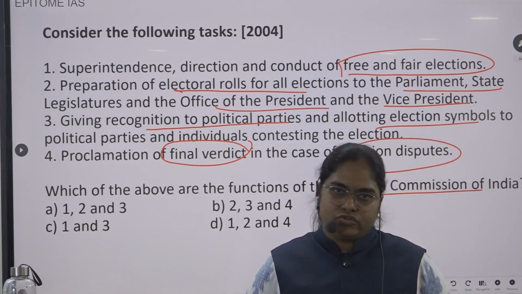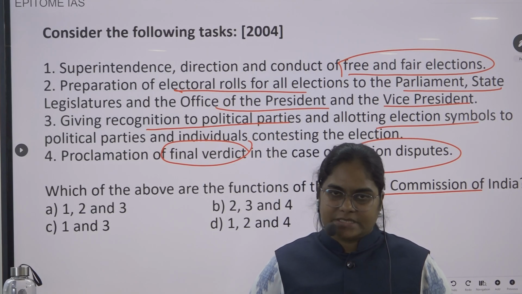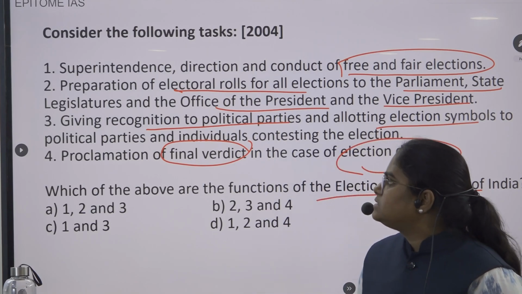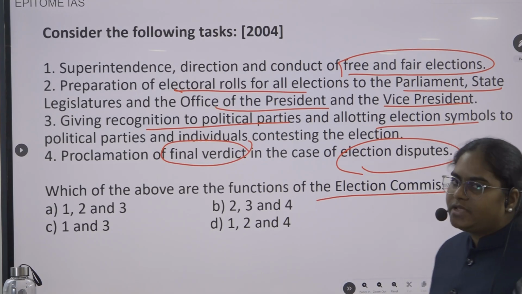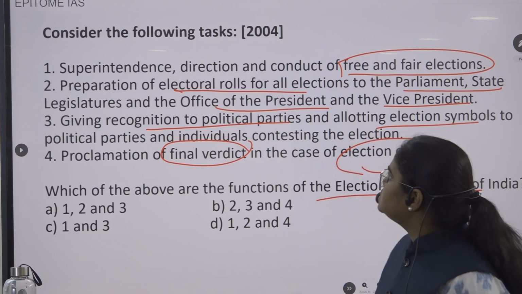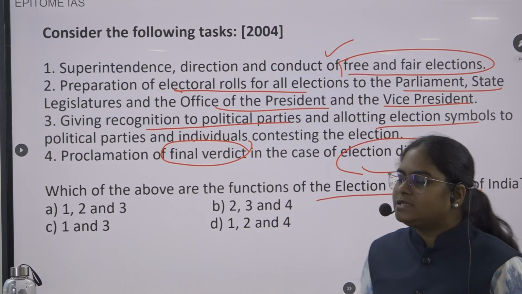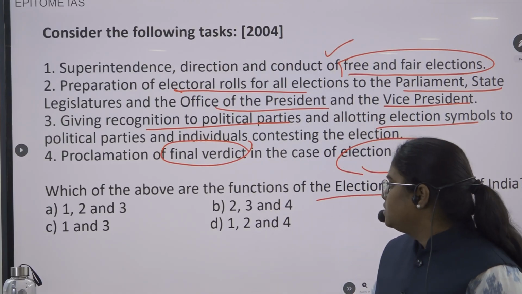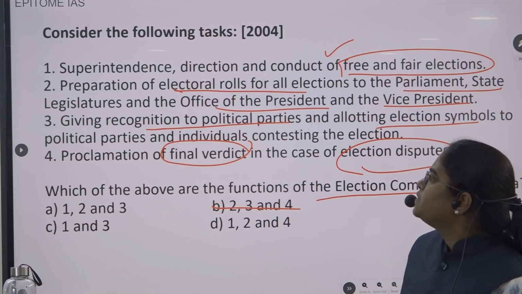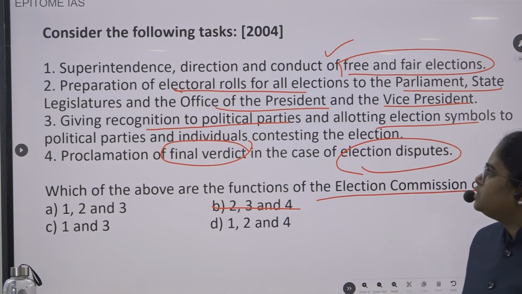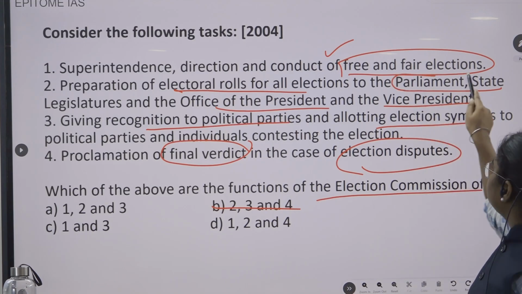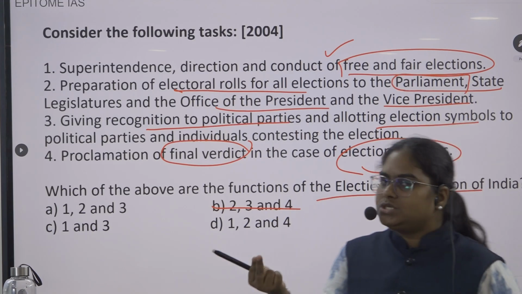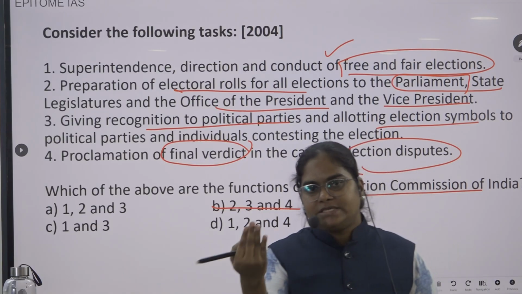So, you will be reading about the functions of the Election Commission of India, the basic functions. The first statement says superintendence, direction, conduct of free and fair elections. Yes, this is a basic function of the Election Commission of India. One is there. You can eliminate this option. Then, 2. Preparation of electoral roll. Again, yes, preparation of electoral roll for which elections? Parliament, State Legislature, President, Vice President.